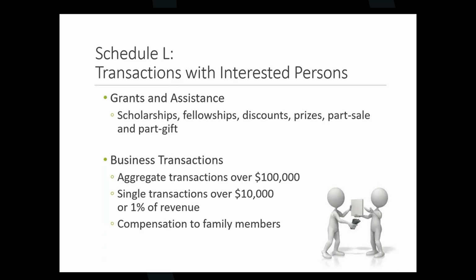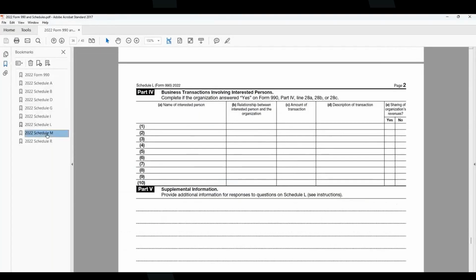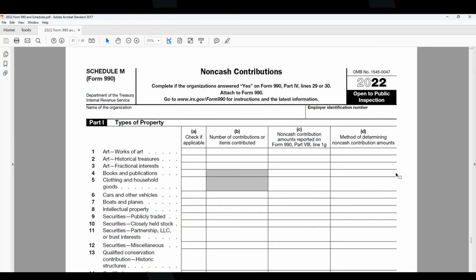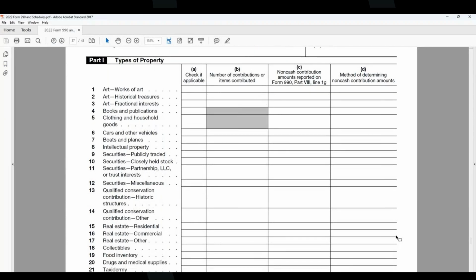So I think that's it for Schedule L. If you don't mind, we're going to just go back to the form for Schedule M. I always like to look at the forms. So Schedule M, if you're going to receive in-kind gifts, you need to report them if they're over $25,000 per year. And if you look at those line items, there's a lot of people that we know that get these gifts. There's a lot of nonprofits that don't.